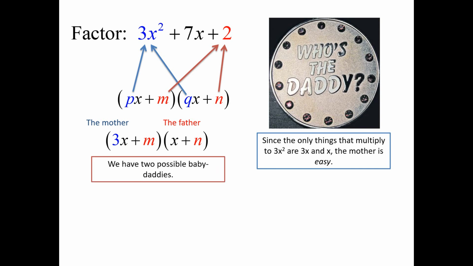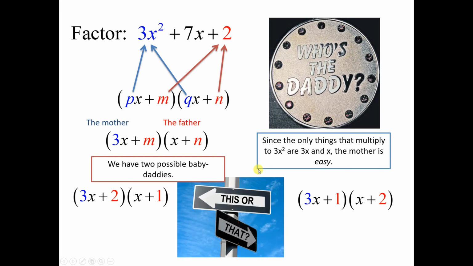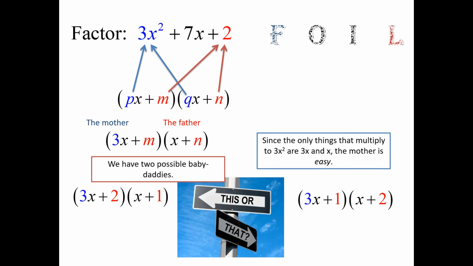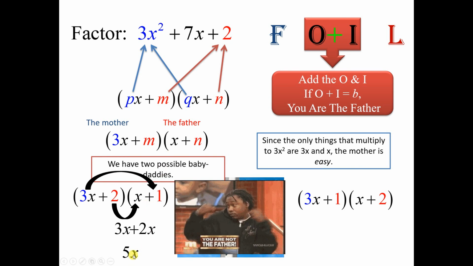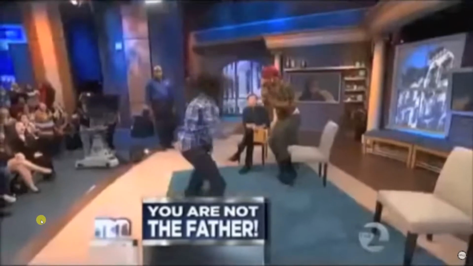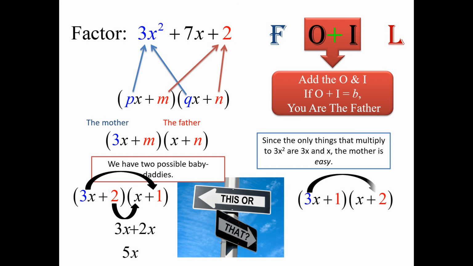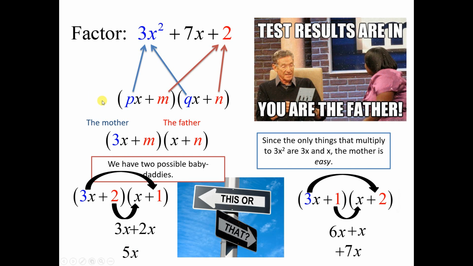Now we've got to figure out, how do we get 2? There's two possible ways. It could be 2 and then 1, or it could be 1 and then 2. So we've got to figure out which one's the daddy. The way we do that is we take a look at the outside plus the inside. If that equals our b term, which is 7x, then that would be the dad. This one equals 5x, so that's not the father. You are not. This one over here, though, outside is 6x, the inside is 1x. That makes 7x. That's the dad right there.